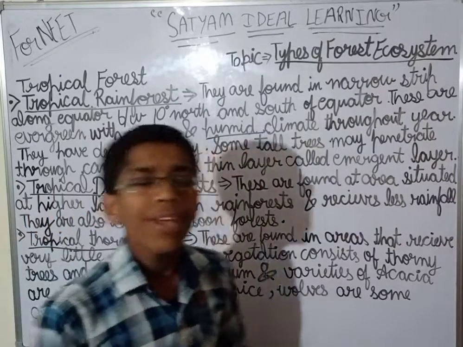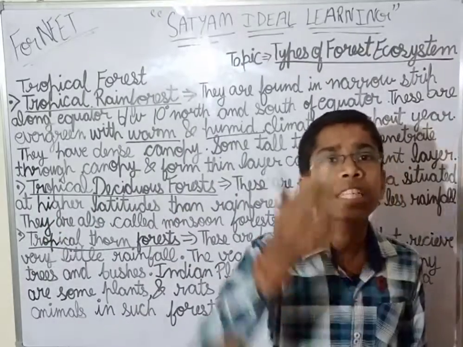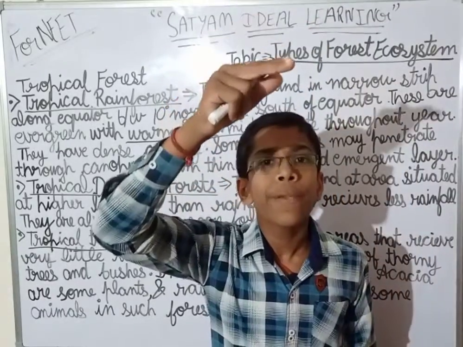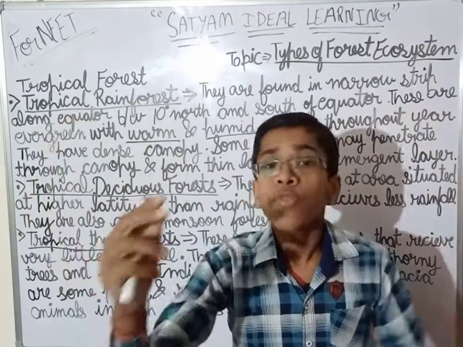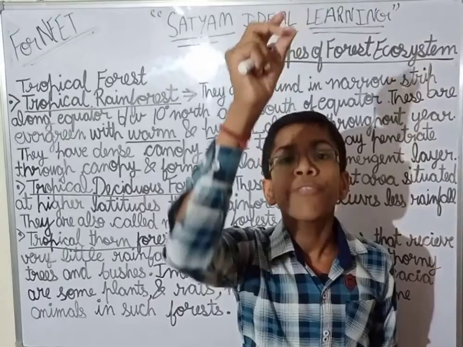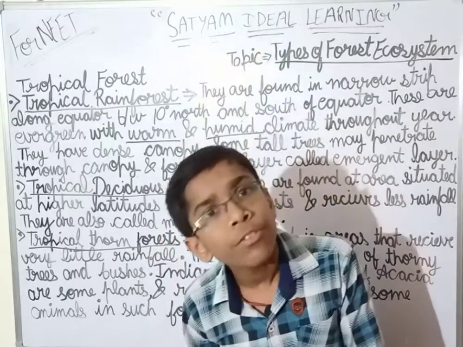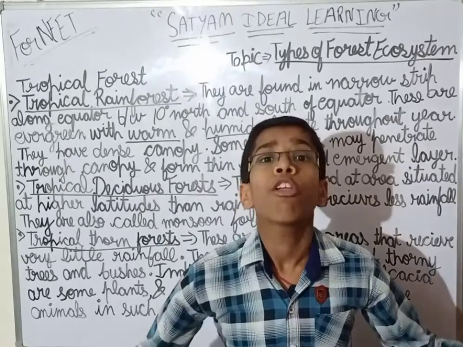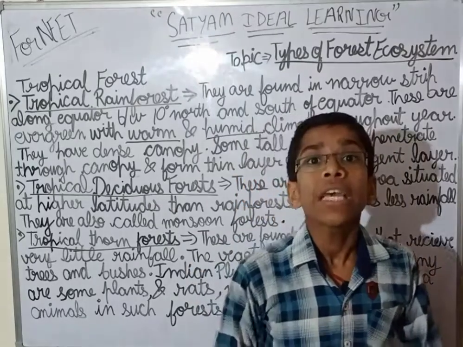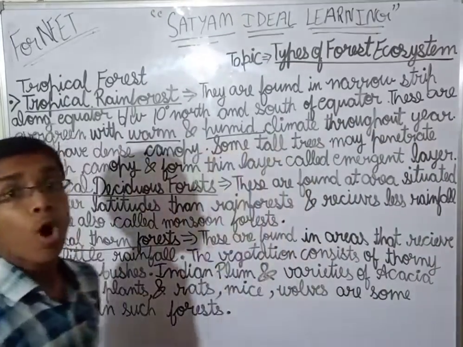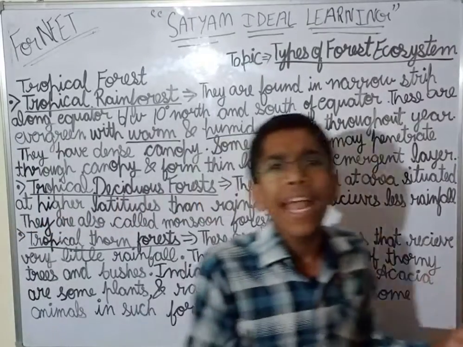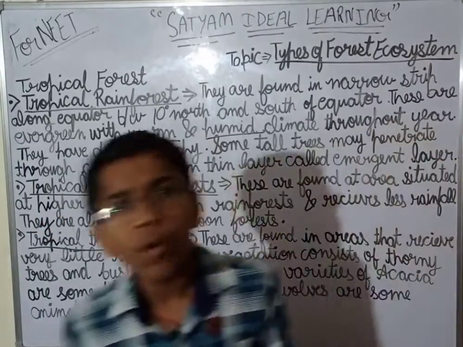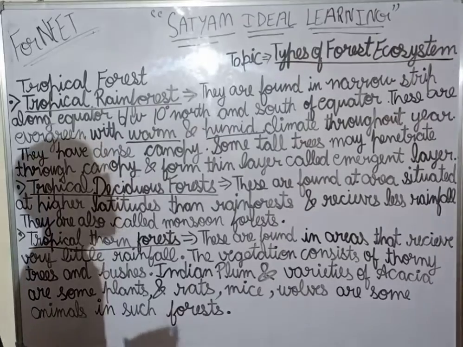That is why, because the canopy is very dense, very little light is penetrating from the canopy to the forest floor. As a result, the forest floor is bare of plants. It is bare of plants because only very little light is coming to the forest floor.